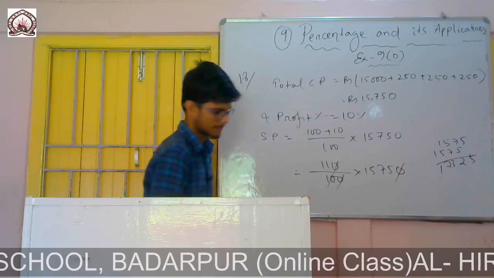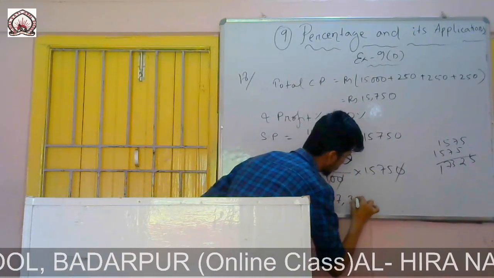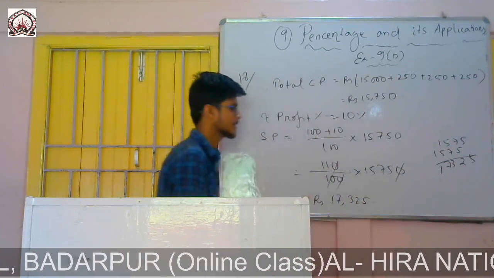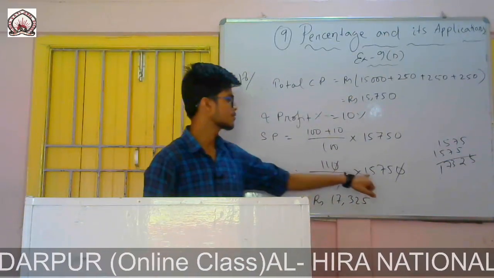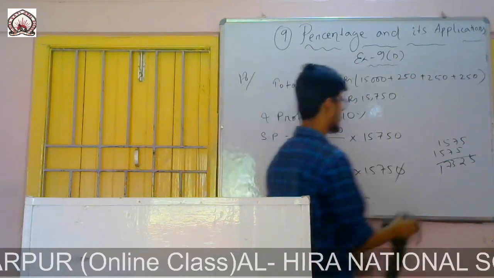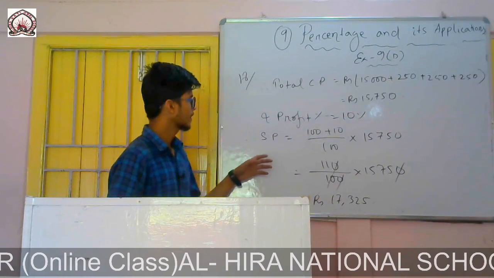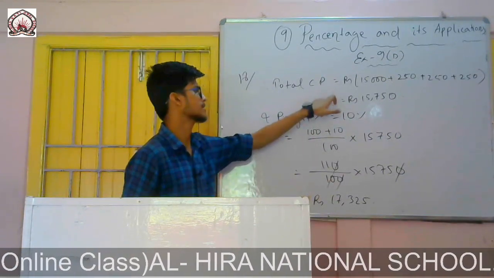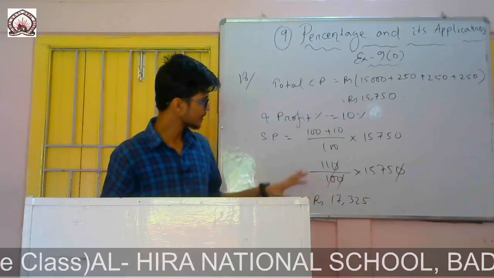So it will be 17,325. 11 into 1575 is 17,325. So this is our SP, this is the cost price, this is the profit percent. So this is the SP.